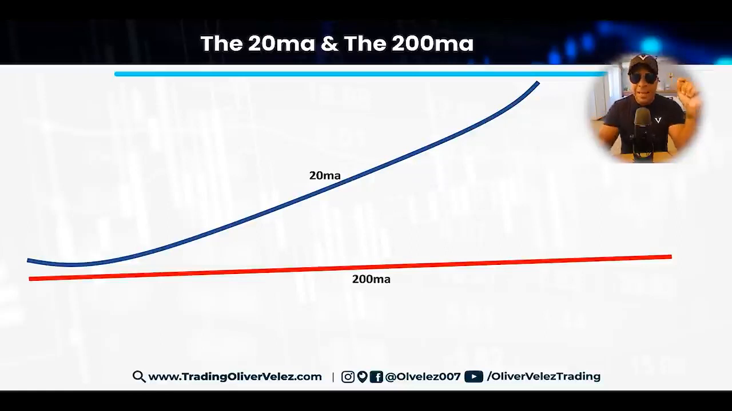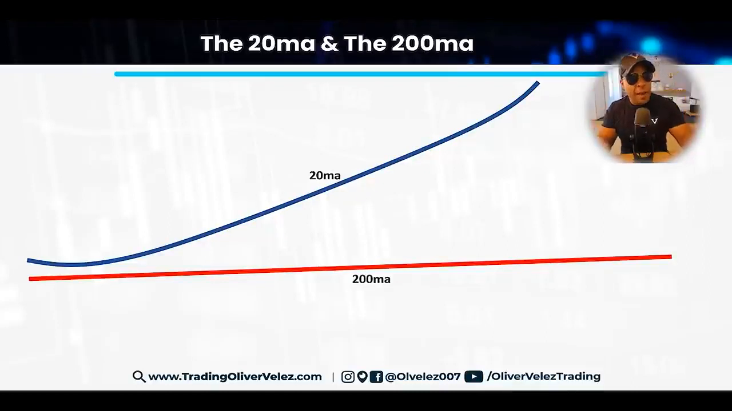Now, these moving averages are so important, traders, that I don't consider a chart of any kind a chart unless you have these two moving averages superimposed on the chart. And this applies to any market. I don't care what you trade. You want to trade cryptocurrencies? You better have that 20 period moving average and the 200 on there. You want to trade options? You better have the 20 and the 200 on there.